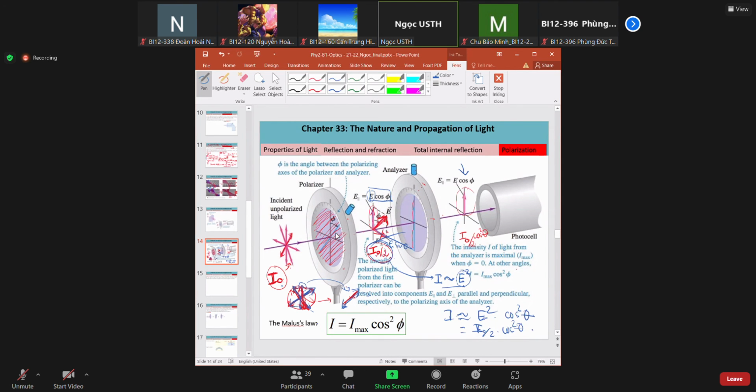So when you look at Malus's law here, I maximum is I0 here, and I here will be the intensity at this position. And theta here will be the angle between the electric field of this polarized light and the direction of polarization of the analyzer. So be careful the way you determine the angle and what is what here.